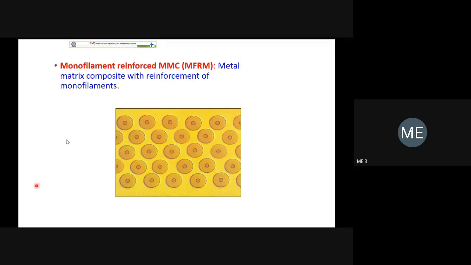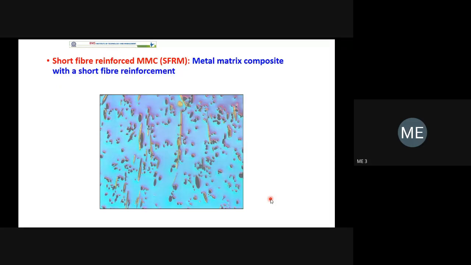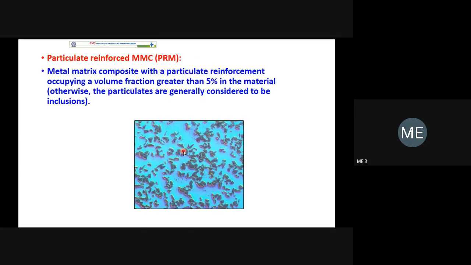This is the actual photograph of a metal matrix composite. The matrix is in the background, almost like a bronze color. This circle refers to the reinforcement material. If you use short fiber reinforcement, this is the actual photograph, not a representation. The matrix is in the background and there are yellow lines; those come under short fiber. And for particulate, the dark color refers to particles.